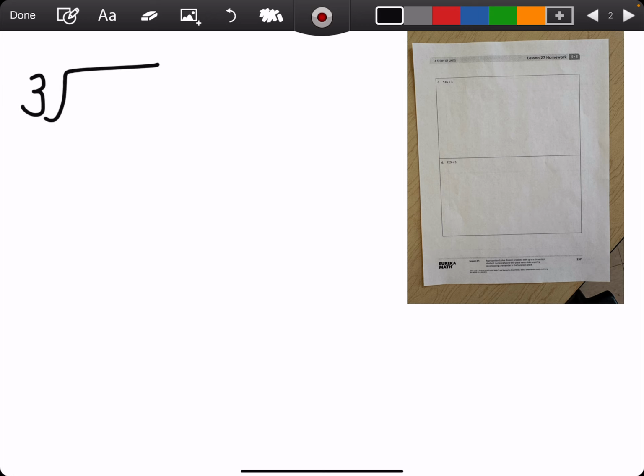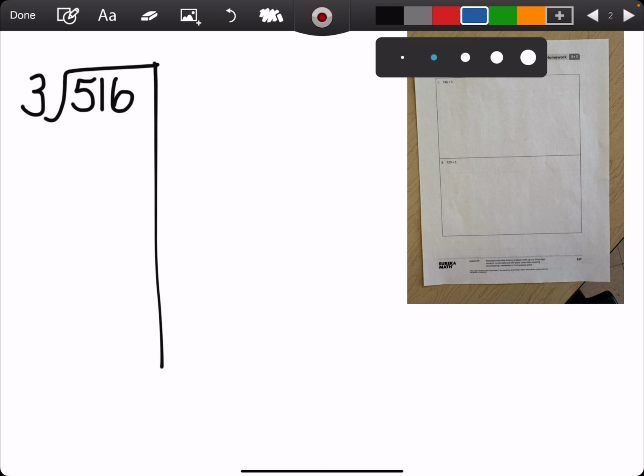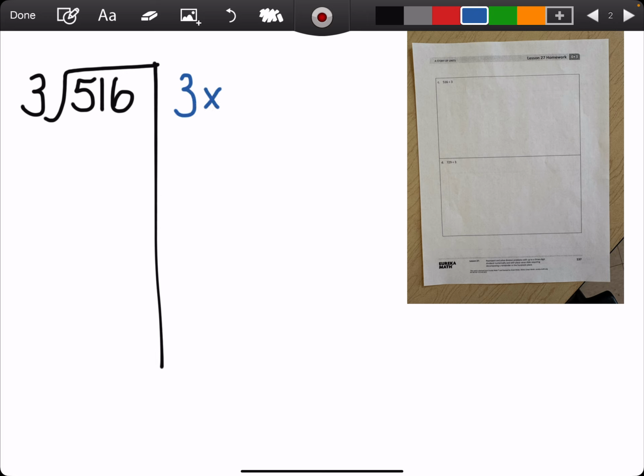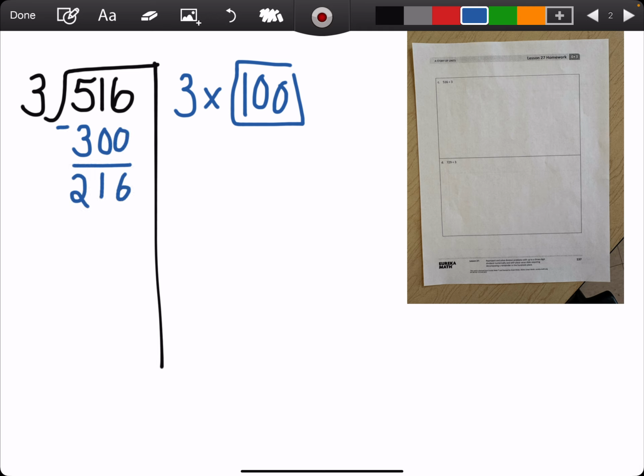516 divided by 3. All right. Setting it up the same way. It's just very repetitive. Okay. 3 times what? Well, I'm in the hundreds. 3 times 100 is 300. 3 times 200 is 600. I can't do that. So 3 times 100. Subtract. Okay. Still pretty far away.